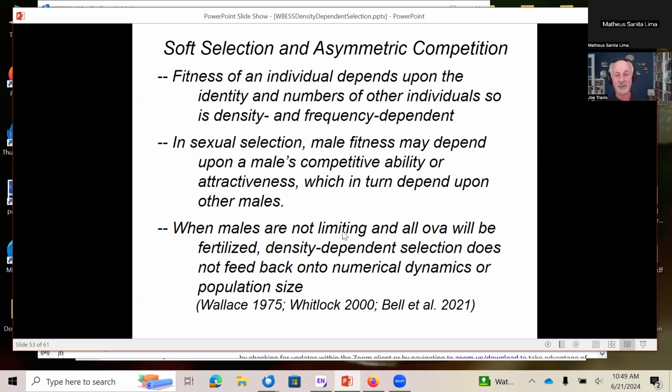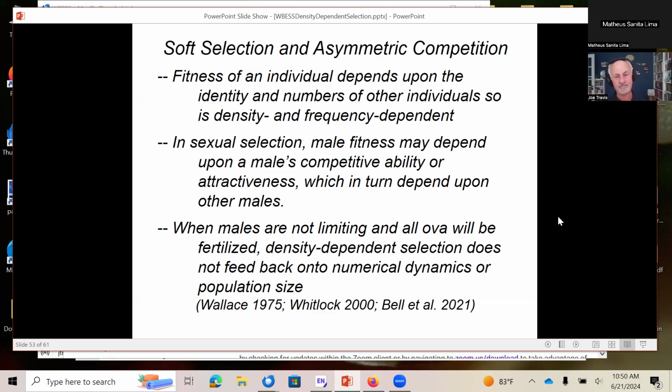And when males are not limiting, then all ova will be fertilized. This kind of density dependent selection does not feed back onto numerical dynamics or population size. And this is the way people have thought about density dependent sexual selection for a long, long time. We think about sexual selection as involving a male's relative fitness, not his absolute fitness. How many mates does he obtain compared to other males? Without much feedback onto population dynamics, because males are not limiting and all the ova will be fertilized.